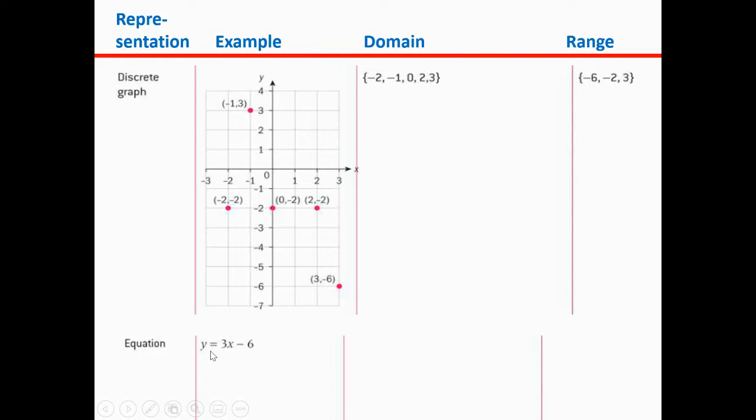The final one, and it's a little stranger at first when you see it, is another representation of a function: an equation. So we have an equation here. What's the domain? Well, it's not so obvious like it was with these other ones where we see the values literally listed there. But think of this.